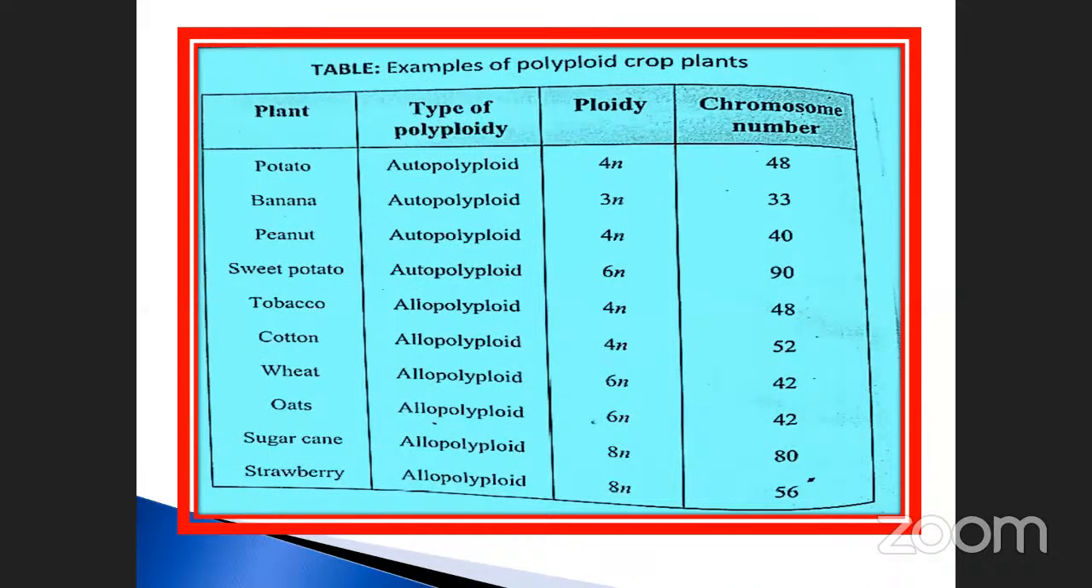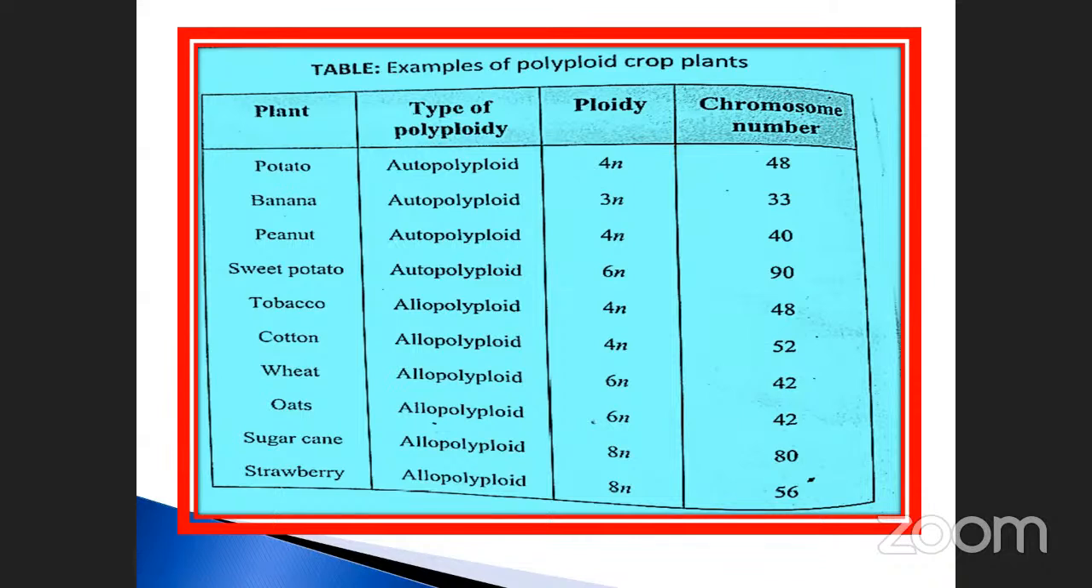See here, examples of polyploidy crop plants. Note it down. Sometimes they may ask the chromosome numbers in this part. You have to multiply according to the ploidy, such as 4n, and calculate. Potato, banana, peanut and sweet potato are all autopolyploid, the same species. See that 4n, 3n, 4n, 6n. So this is the ploidy nature. For potato 4n, we get 48: 4 into n equals 48.